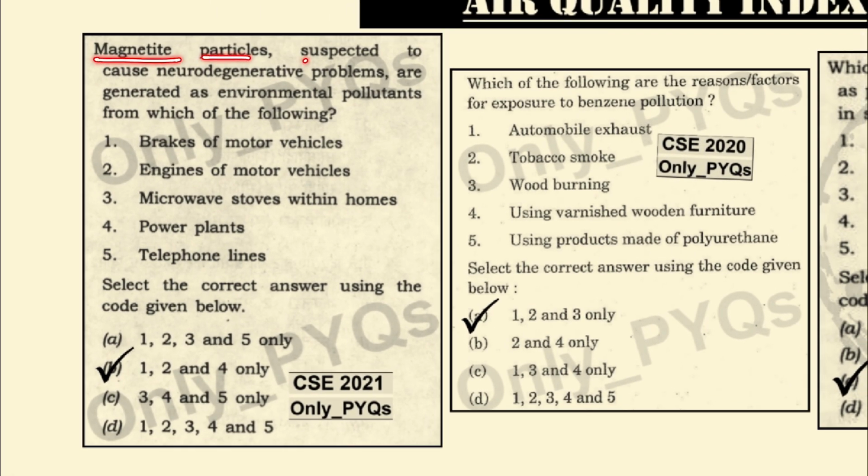Magnetite particles suspended, a cause of neurodegenerative problems, are generated as environmental pollutants from which of the following? Brakes of motor vehicles, yes, this is one of the generators. Engines of the motor vehicle, yes, this is also one of the generators. Microwave stoves within the homes, this is not. Whereas the power plants, yes, this is one of the generators. Telephone lines, and this is not. So 1, 2 and 4 is the answer.